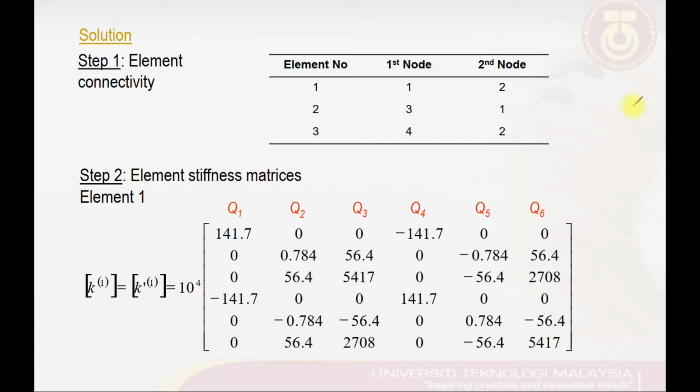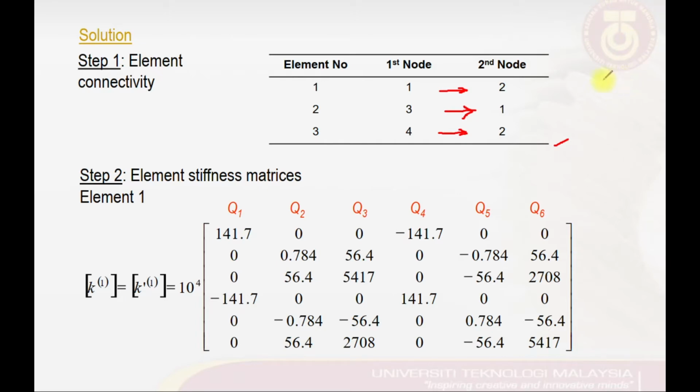So as usual, before we start solving finite elements for our structure, it is very important to establish its element connectivity. In this case, we suggest this element connectivity: element number 1 is connected from 1 to 2, element number 2 from 3 to 1, and element number 3 from 4 to 2. And this element connectivity is actually very important to establish how one element is connected to the others.